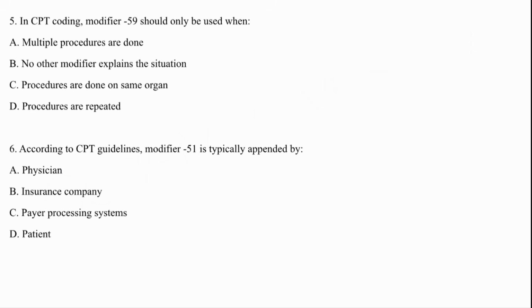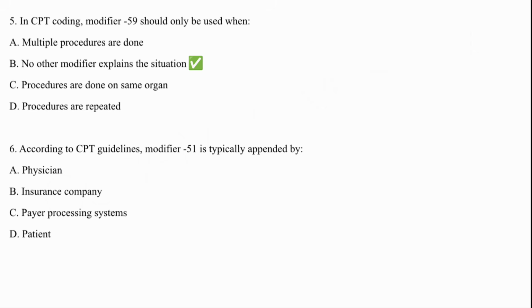The right answer is option B. No other modifier explains the situation. Modifier 59, which is for distinct procedural service, is a last resort modifier. It indicates procedures are separate due to different site or session. Sixth question.